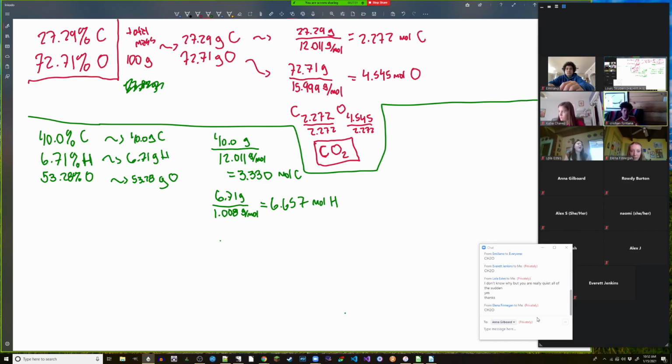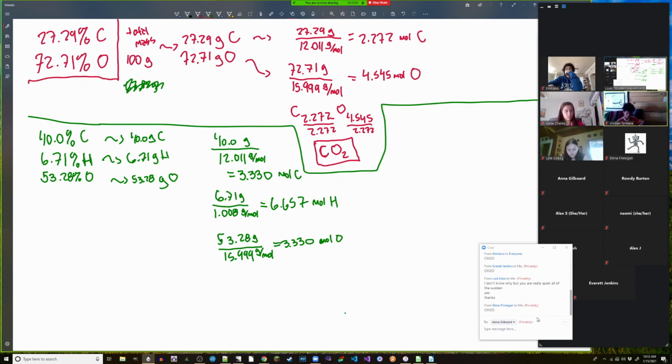$6.656746. And then for oxygen, 53.28 grams of oxygen divided by our 15.999 grams per mole gets us 3.330 moles of oxygen. It just so happens that these two numbers are identical. I mean, it's out to the 7th decimal place. They're the same number, right?